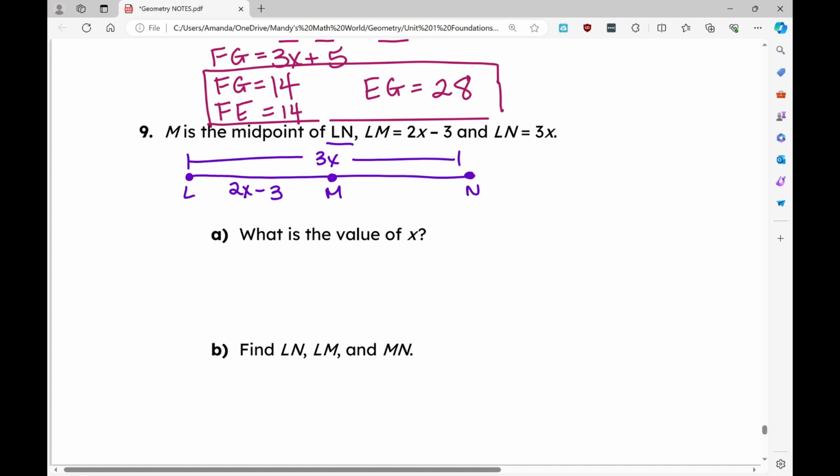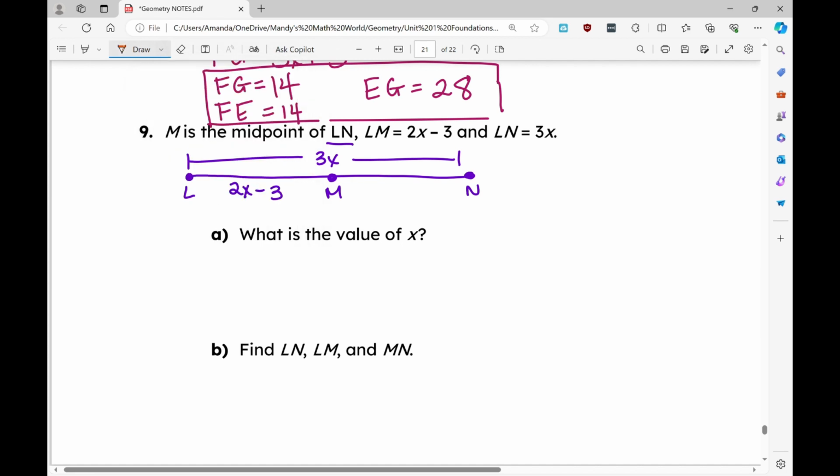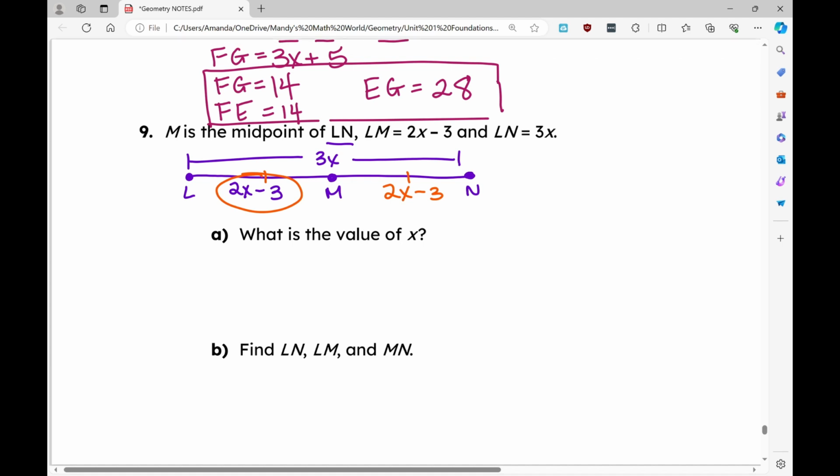Okay, so if M is the midpoint of LN, and this right here is 2x minus 3, then I know this right here will also be 2x minus 3, because midpoint tells me that those are two congruent segments, which means their lengths are equal. So I can call them the same thing, right? If that's 2x minus 3, then MN is 2x minus 3. So what is the value of x? Well, we need to set up an equation to find the value of x. How can I do that?